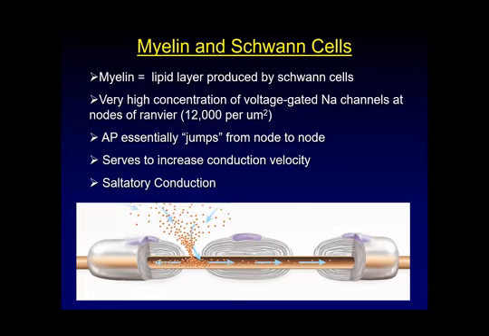Which then, in essence, it's not how this works, but in essence it allows action potentials to jump from node of Ranvier to node of Ranvier, and that jumping process speeds up conduction. Okay, it speeds up conduction. And that's the big thing. This process of speeding up conduction on the axons with the myelin is called saltatory conduction.